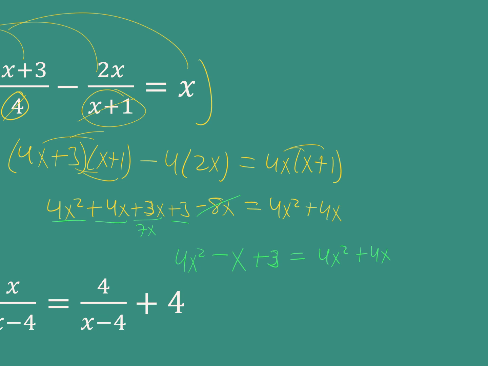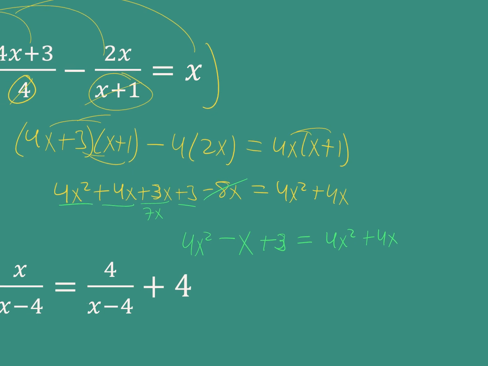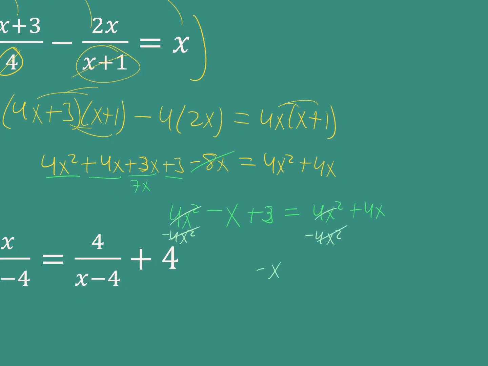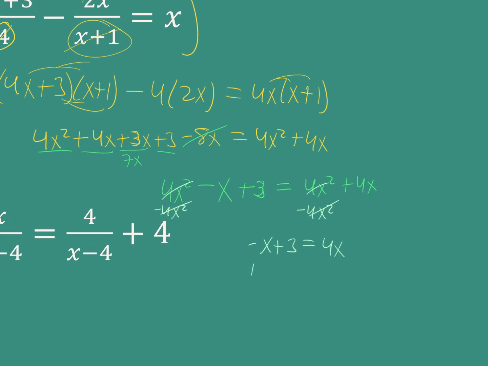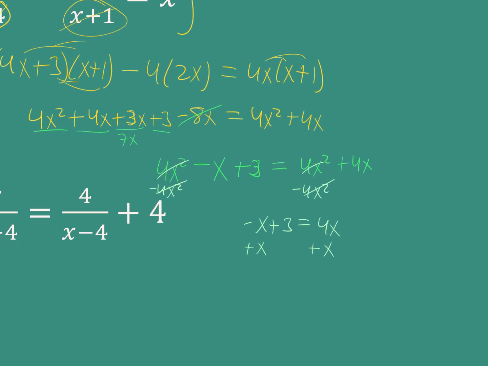Now we see a quadratic. Our instinct should be to see if we can get everything to one side and factor. Right, but notice that when you try to do that here, if you subtract 4x squared from both sides, it just cancels out completely, right? So we're left with a negative x plus 3 equals 4x. And then we want to add x on both sides. And we're just going to solve for x. So we get 3 equals 5x. Divide both sides by 5. And we get x equals 3/5.